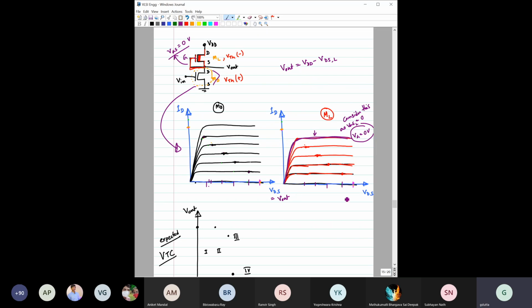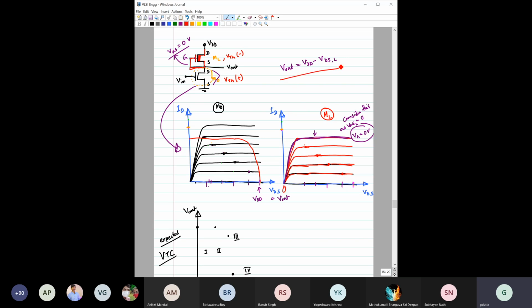So if you want to take these characteristics and put them here, we have to make it inverse, make a mirror image and shift it by VDD. So say this is VDD. Then these characteristics we can probably draw like this, and say this is the current. Like this. You understood, right? So here is this 0.